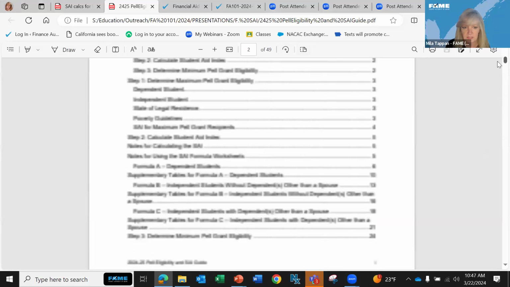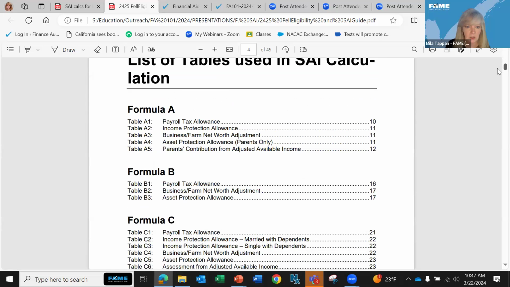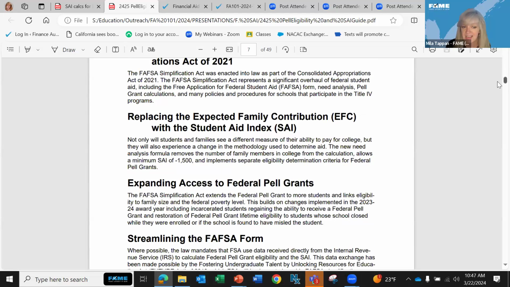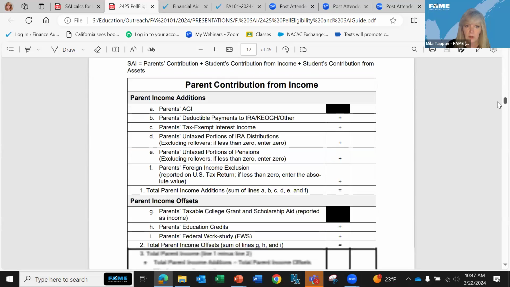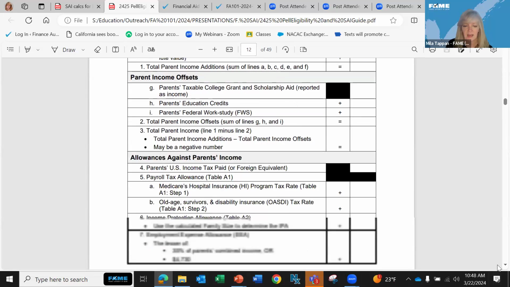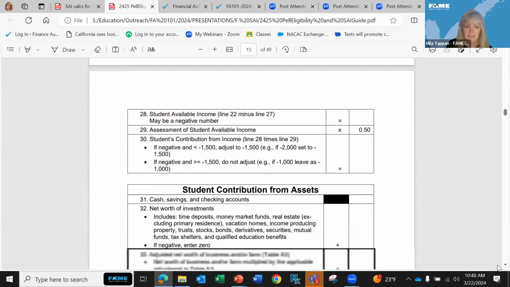Now, again, I don't want to make you dizzy by going through it too quickly, but there's a bunch of stuff in here. It's 43 pages, okay? So it's going to give you all of the various formulas and all of these supporting tables. It's actually going to talk a lot about Pell Grant eligibility. But the key thing that we're going to focus on today is Formula A for dependent students, okay? So this is on page 12. You're going to find this formula. It's a two-page parents part, 2 pages for the student, and we're going to go through it together.